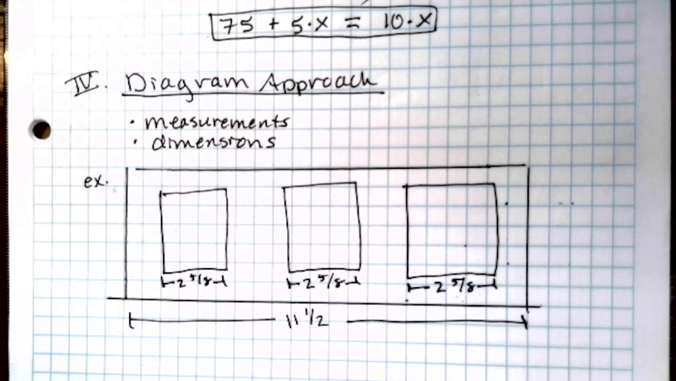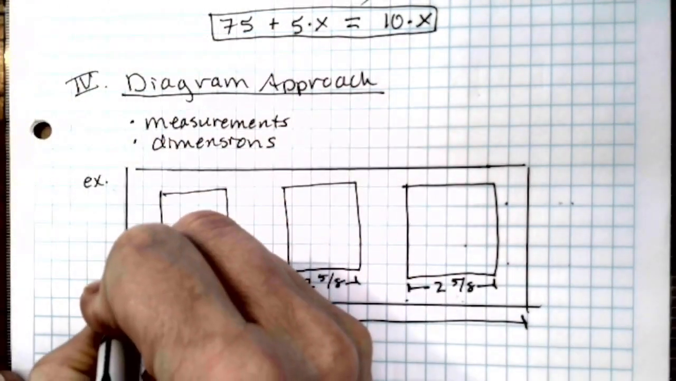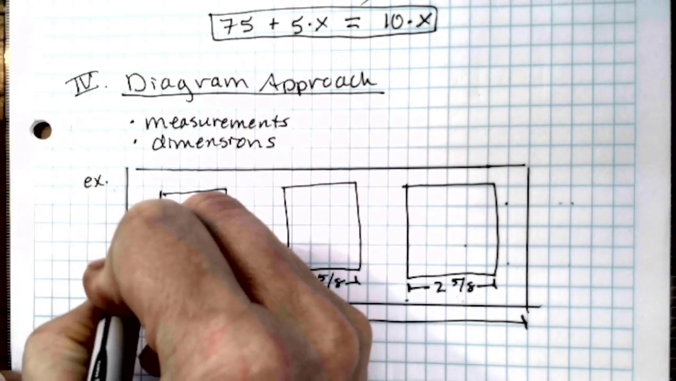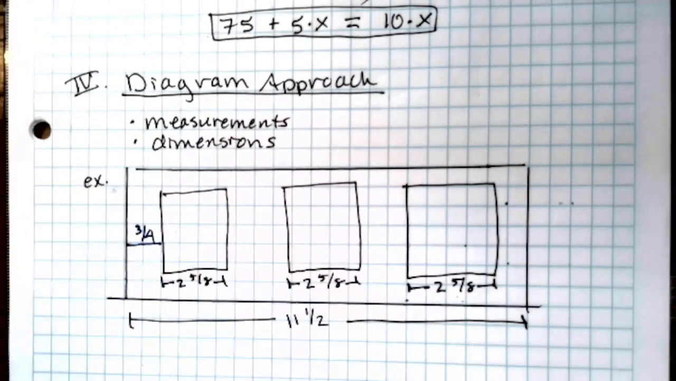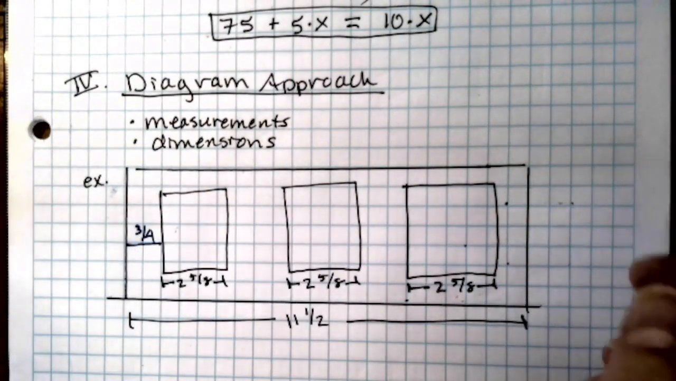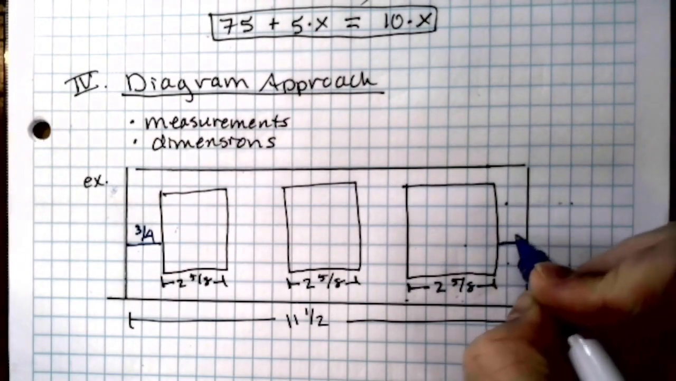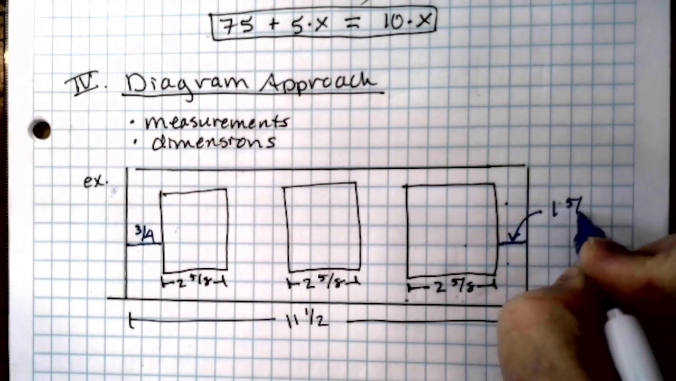So we want to leave equal space between them, but we need the left margin. I'm going to change colors. We need the left margin to be 3/4 of an inch. So from here to here needs to be 3/4 of an inch, and the right margin needs to be 1 5/8. So this one's bigger, 1 5/8.